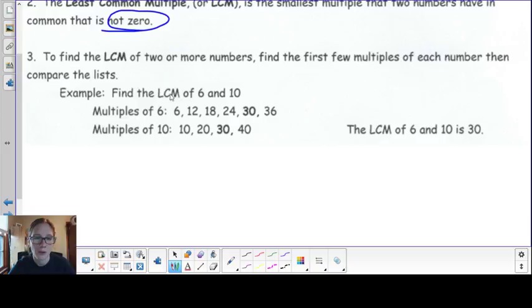So, for example, let's look at 6 and 10. The multiples of 6 are 12, 18, 24, 30, 36. 10 is 10, 20, 30, 40. So the least common multiple of 6 and 10 is 30. So multiply.